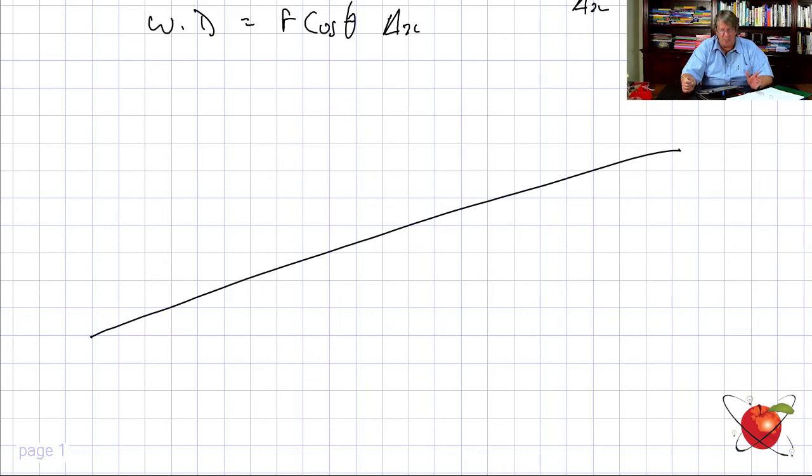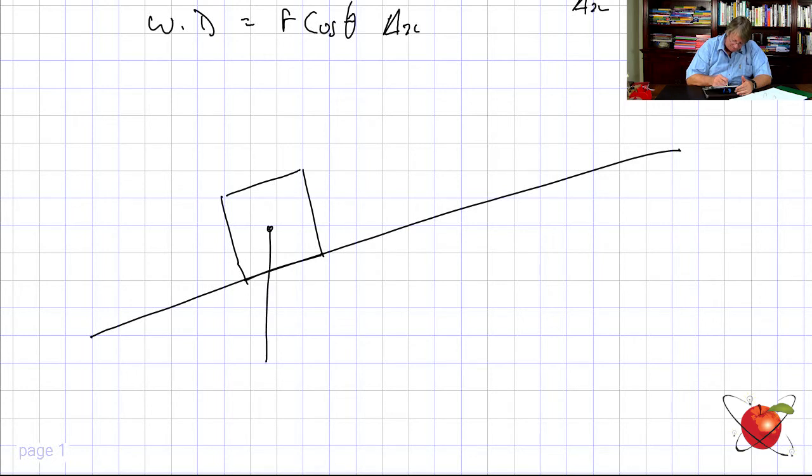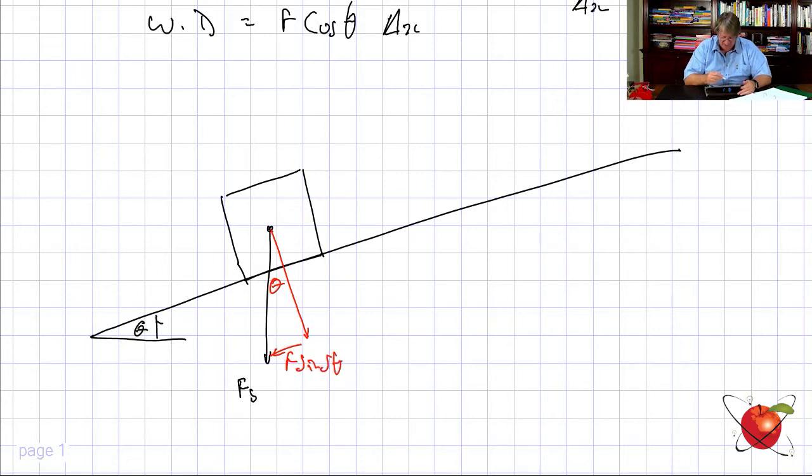We've now got an object, a block on a slope. Let's put block on slope. What did we say when we have a block on a slope? The first thing we do is we put in FG, FW, call it what you like, and remember our slope was theta. Then we put in that force, and we put theta up there. This is F sine theta, correct? And this one is going to be F cos theta, correct?